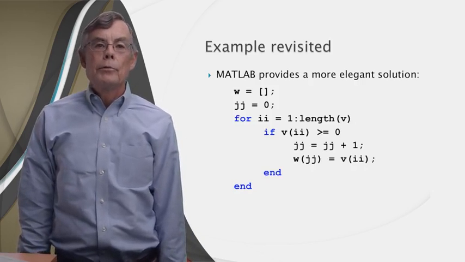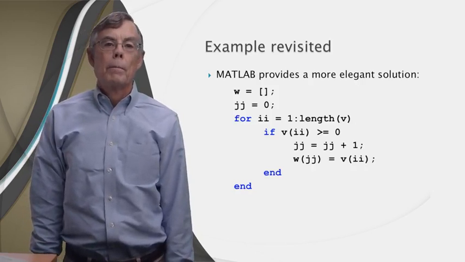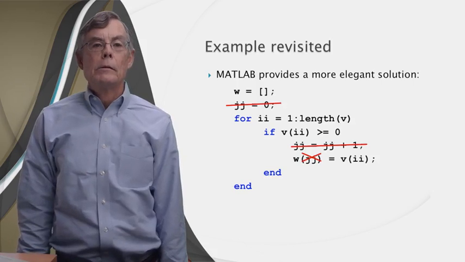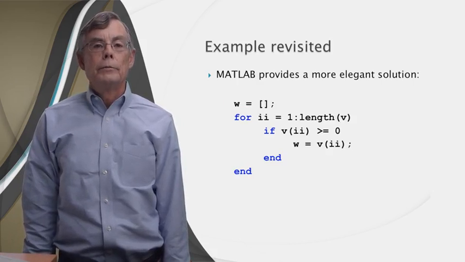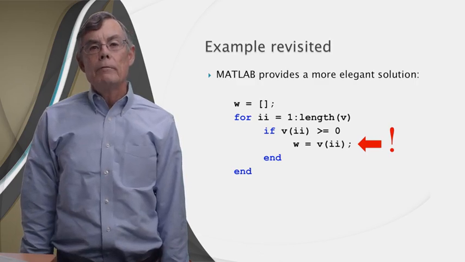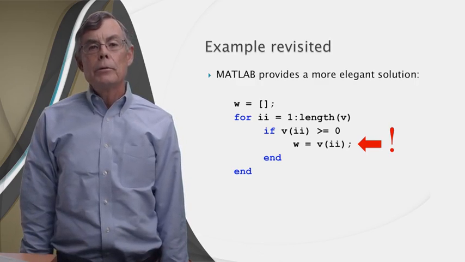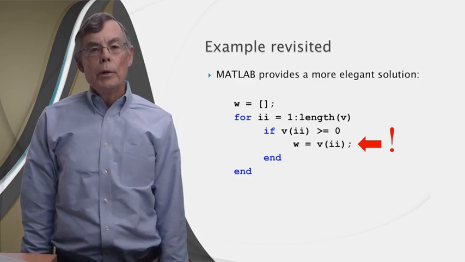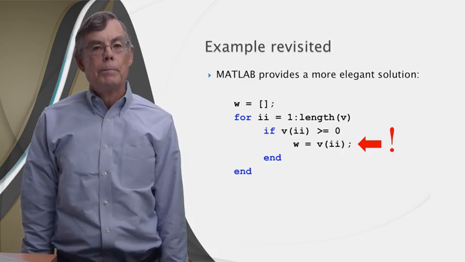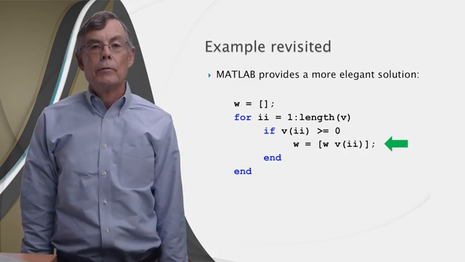Let's start with the solution that we've come up with so far. Well, with MATLAB, we don't need to mess with jj at all. Let's get rid of that. There, jj's gone. But now we're assigning v(ii) to w. That's not what we want. What we really want to do is stick v(ii) onto the end of w, like this.